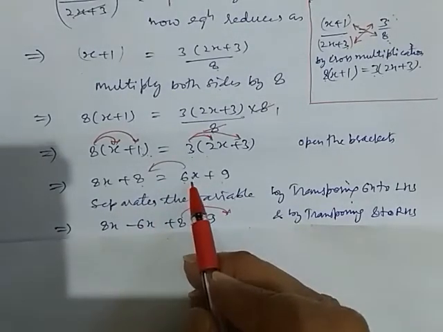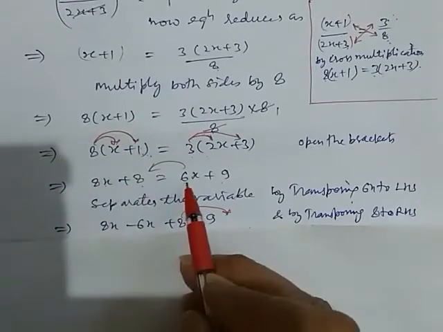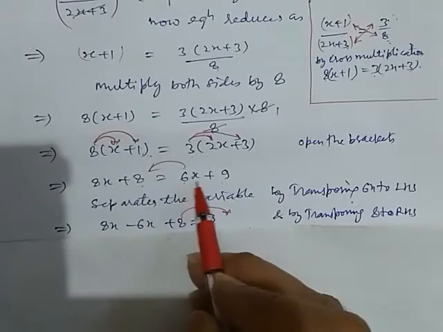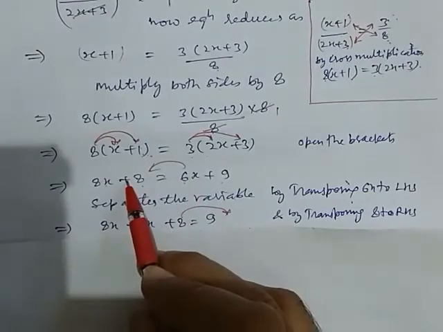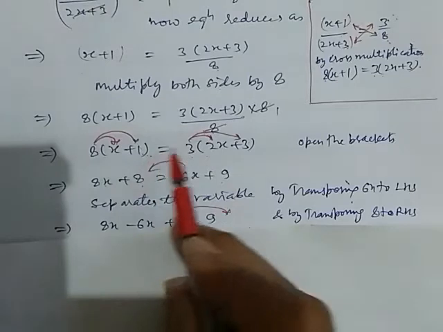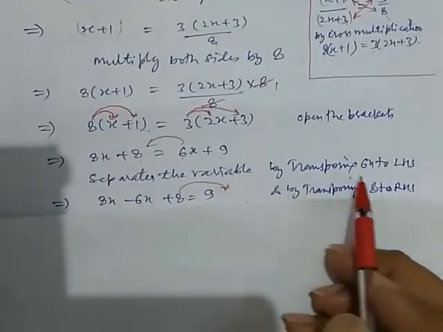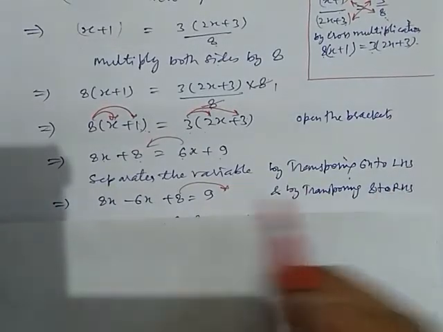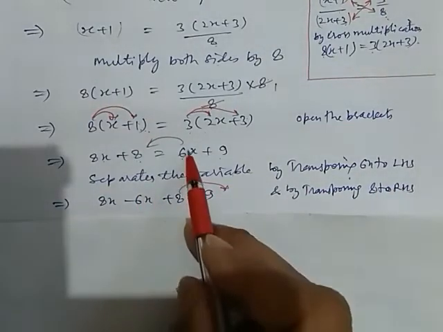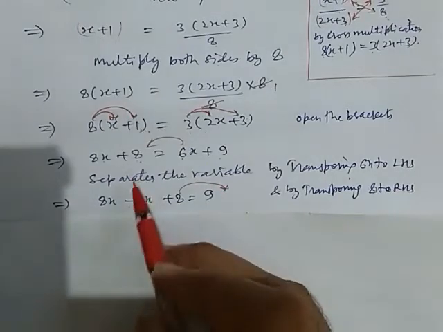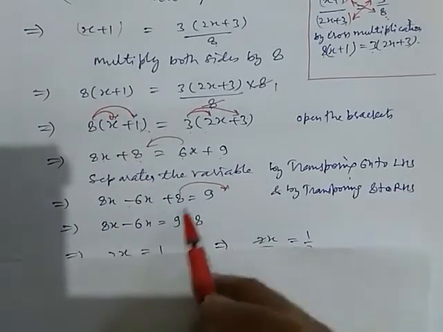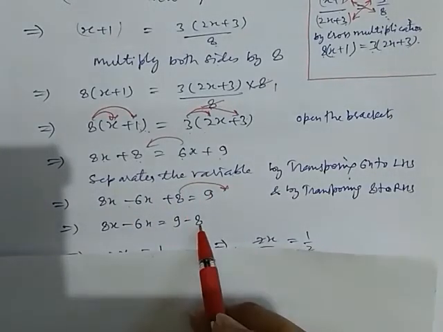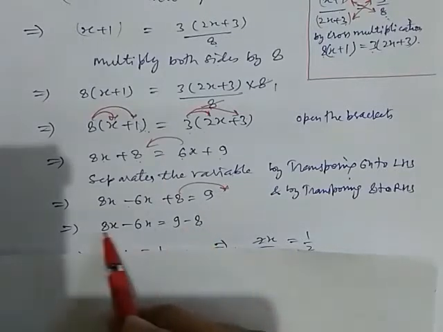Here is the variable, so we want to separate them, to bring this 6x here. We transpose this 6x from the right hand side to the left hand side, and this 8 from the left hand side to the right hand side. By transposing 6x to the left hand side and 8 to the right hand side, we get what? 6x here becomes negative. 8 here we transpose in the next step. So this 8 here becomes minus 8. Now this is our equation.